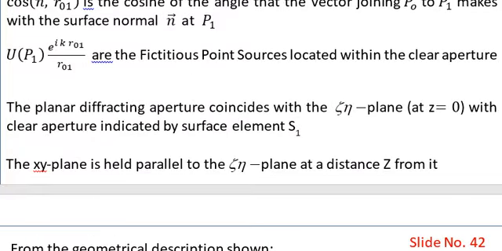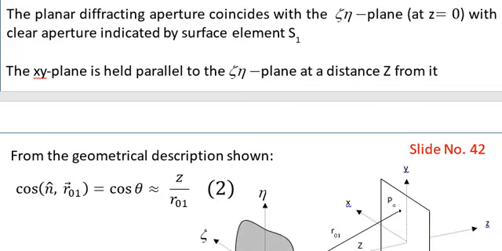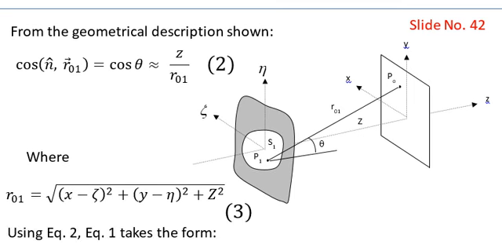the clear aperture. The planar diffracting aperture coincides with the zeta eta plane at z is equal to 0 with the clear aperture indicated by the surface capital S1. The xy plane is parallel to the zeta eta plane at a distance capital Z from it. So we have the xy plane, which is parallel to the zeta eta plane, and this xy plane is located at a distance capital Z. Both planes are piercing the z axis perpendicularly. So the field at the point at the zeta eta plane is known. We want to find the field at the point P0 which is located on the xy plane. So this is our problem.